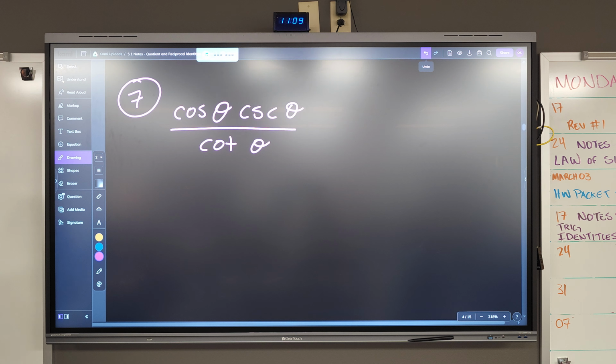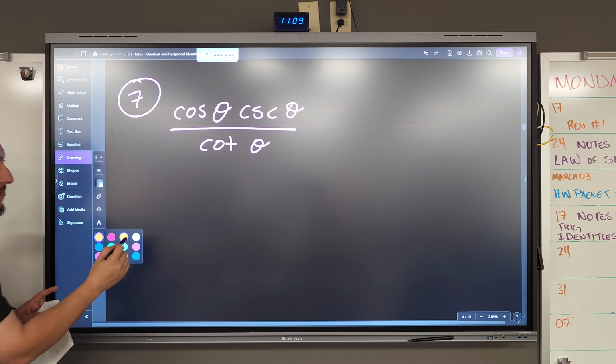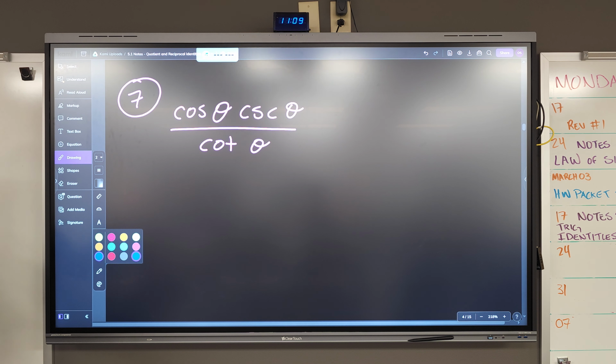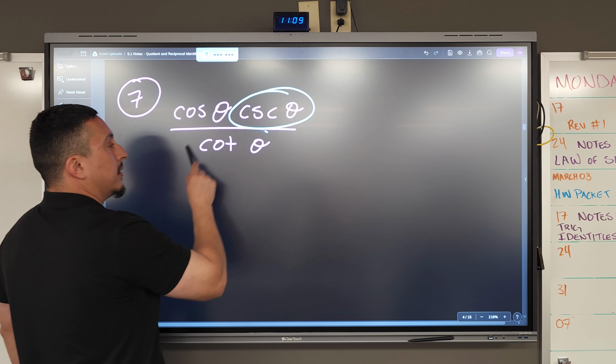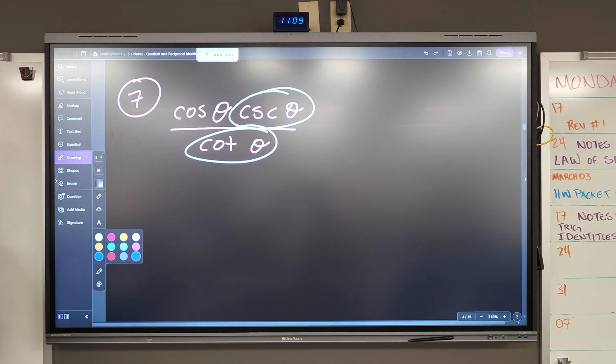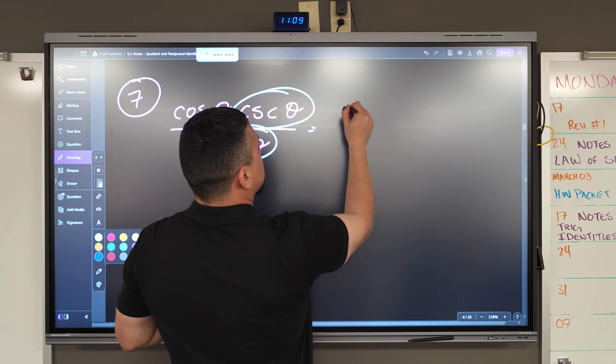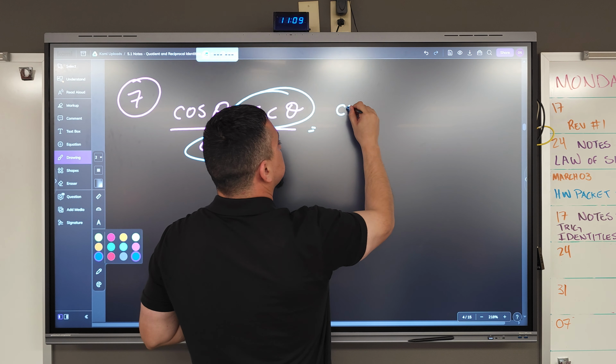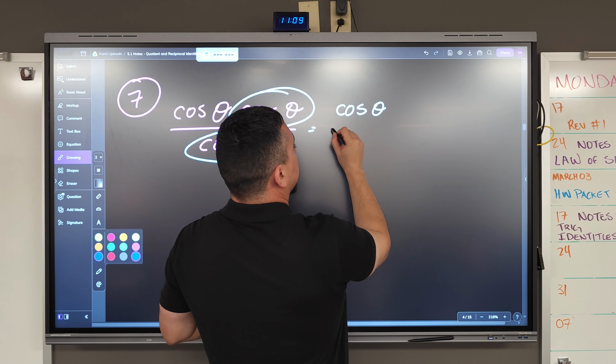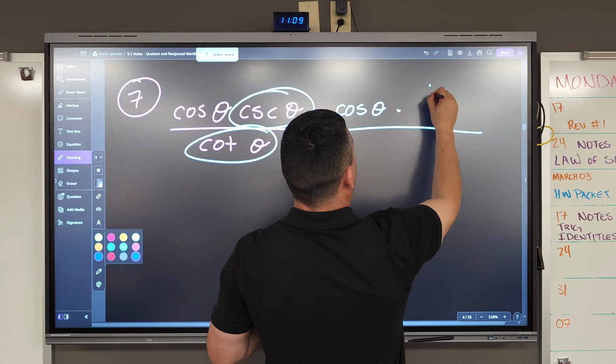Okay, so again, your eyes should be drawn to which two should you switch? That's where your eyes should be drawn to. Okay, you want to leave cosine and sine alone. So just those two, and we switch them to sine and cosine. Okay, so cosine stays the same. Cosecant can switch to 1 over sine.